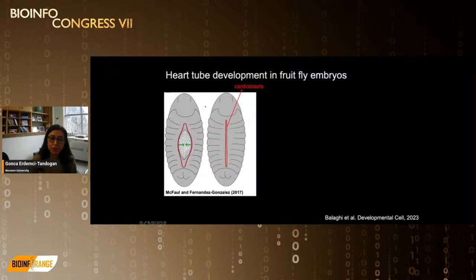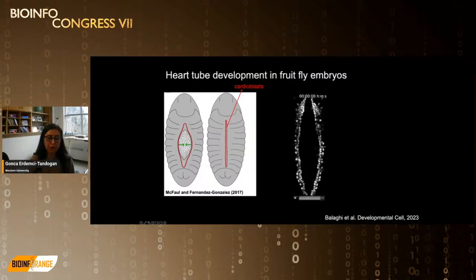Here is a cartoon of a fruit fly. And these red cells that you see at the two ends are called cardioblasts. These cardioblast cells migrate from two ends of this embryo, meet at the dorsal midline here, and form this tube. And this heart tube is as simple as it is, or as complicated as it is, the heart of the fly embryo. And here is a movie of this process.